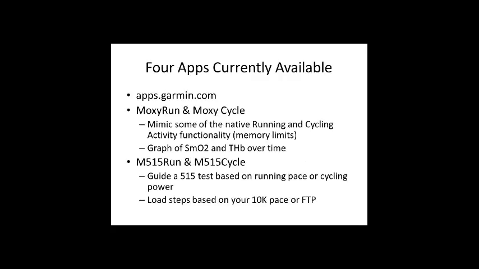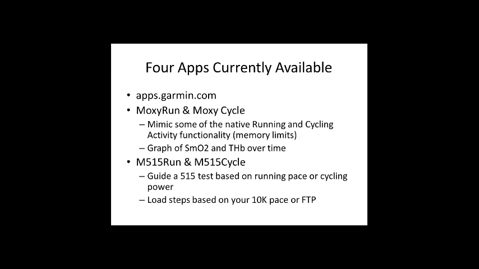Of the 1,000 apps that are currently available on the Garmin App Store at apps.garmin.com, 4 of those are Moxy apps. 2 of them are the Moxy Run and the Moxy Cycle apps. These 2 apps are intended to mimic the native functionality of the running and cycling activities that are currently available in the native portion of the watch. I say they're an attempt at that because there's memory limits when we write apps for these watches. That means we can't mimic every single function that is available in the native portion of the watch, but we get reasonably close so that the apps that you see for the Moxy have the same look and feel as the native apps on the Garmin devices.